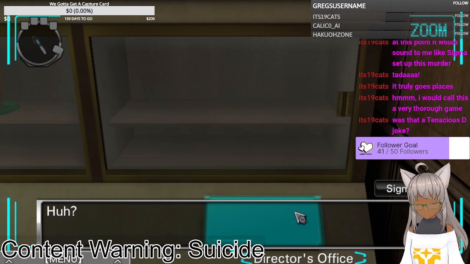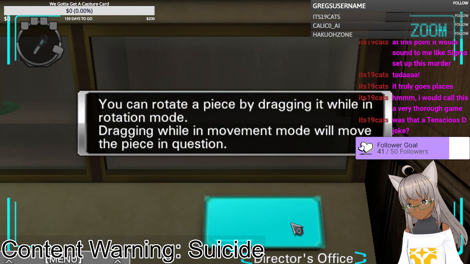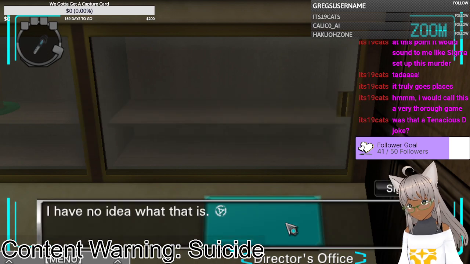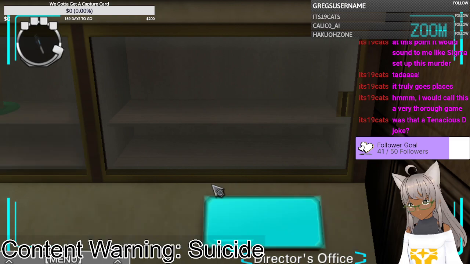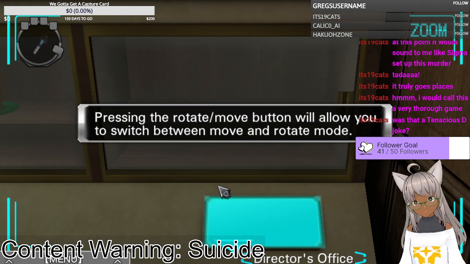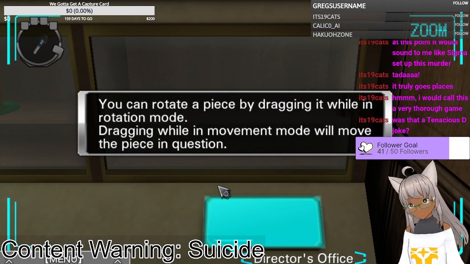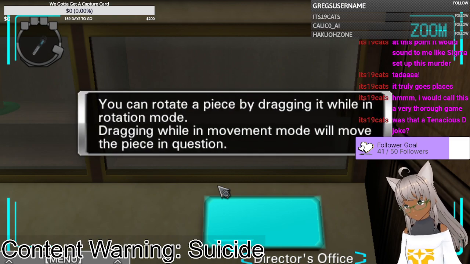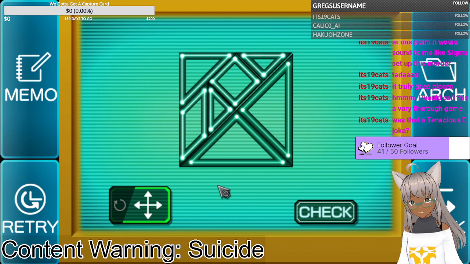Wait, what's this? I didn't read the instructions to the puzzle. Whoopsies. I'm gonna back out and listen to the instructions. Move or rotate the triangles and squares to get the shape you need. Pressing the rotate or move button will allow you to switch between the two modes. You can rotate a piece by dragging it while in rotation mode. Dragging while in movement mode will move the piece in question. Once you've made the shape you want, press the check button.